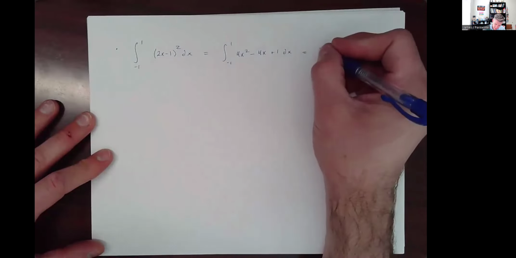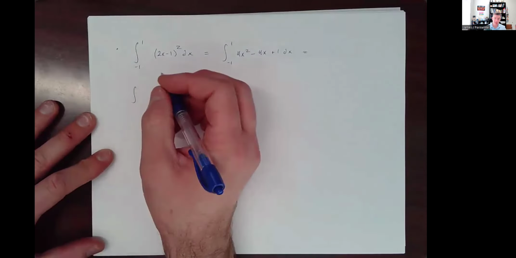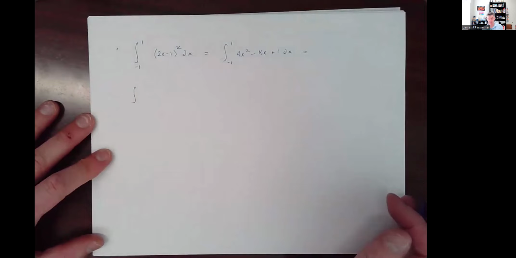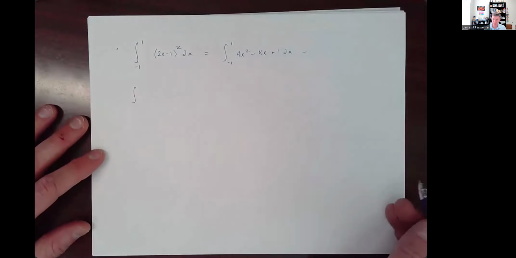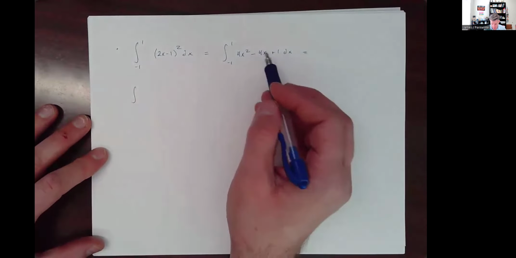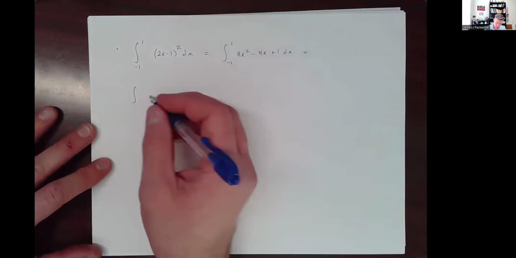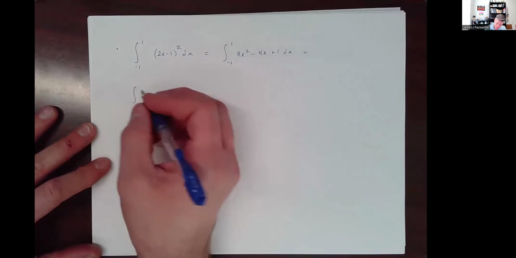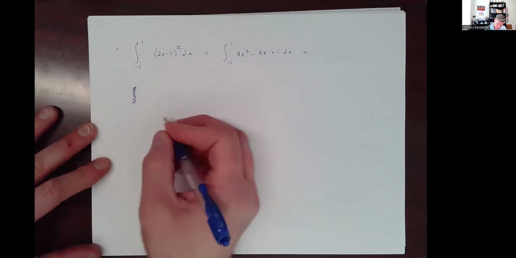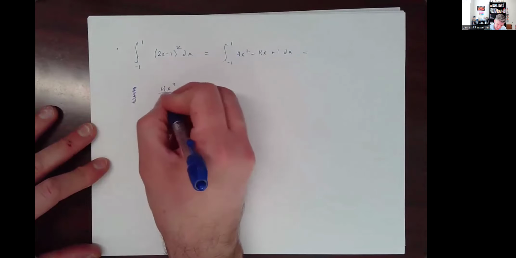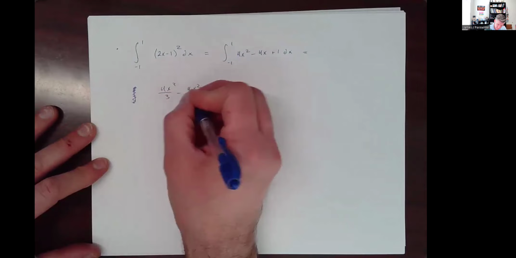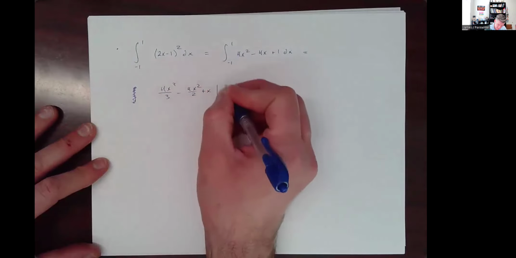I will point out you can't do the thing where it's an even function. You say, oh, it's going to be 2 times the integral from 0 to 1, but this is not an even function. That 4x right there makes it not an even function. So it's going to be, I didn't write the integral symbol anymore, but I'm doing the integral. It'll be 4x cubed over 3 minus 4x squared over 2 plus x, from -1 to 1.